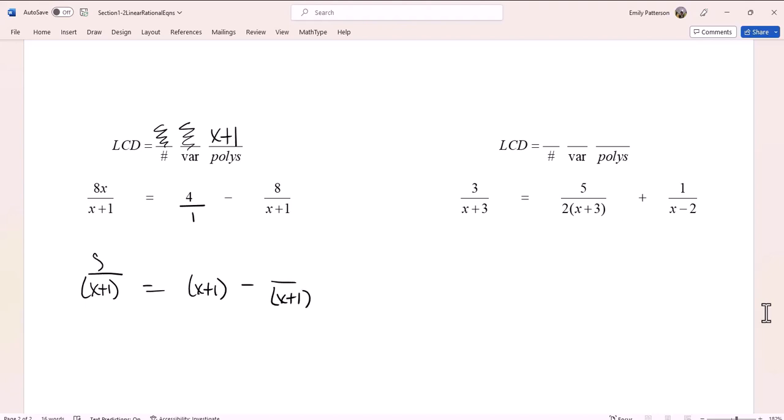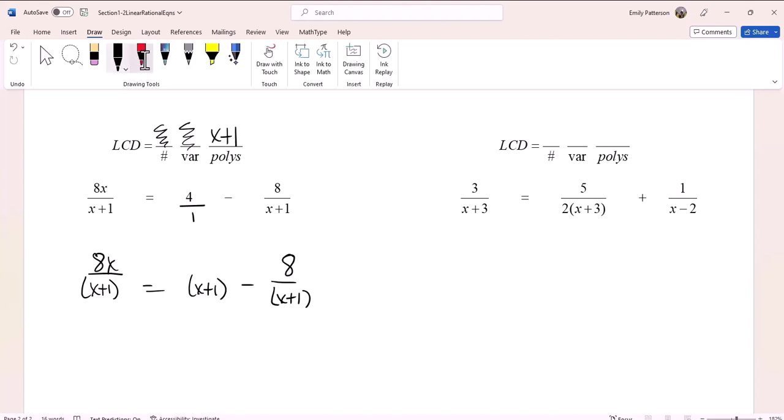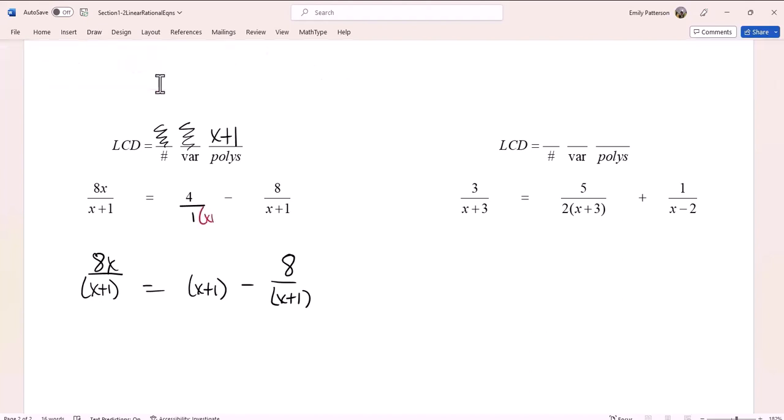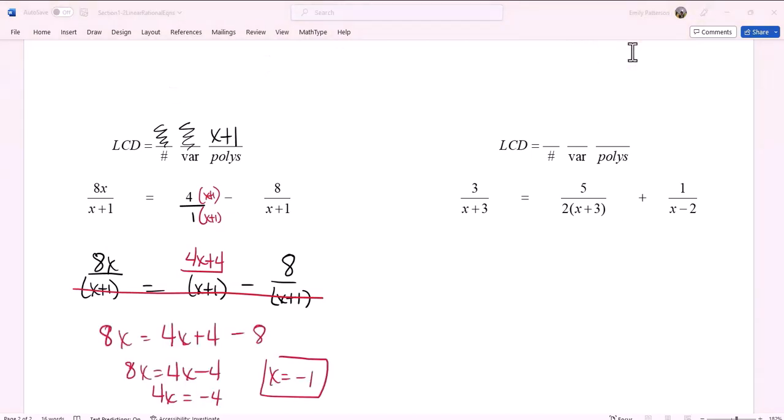The first one already had it, so it doesn't need to change. The last one already had it. It doesn't need to change. But the middle one does need it. So I need to multiply this by x plus 1, and this needs to be multiplied by x plus 1. So when we put this one here, we have to remember to distribute. So it's 4x plus 4. Now they're all over the same denominator, and finish the problem. Hopefully you got x is equal to -1.